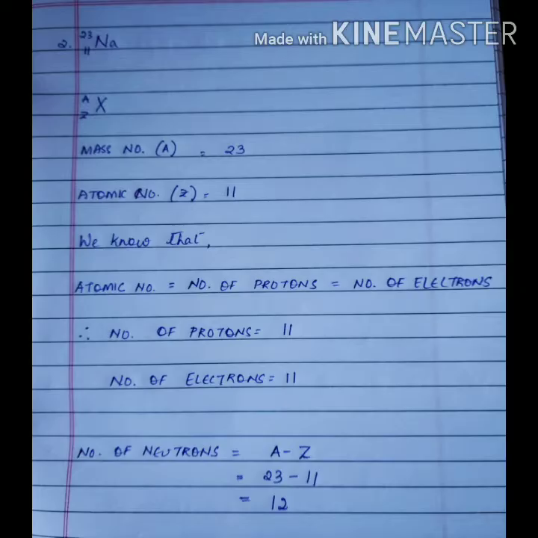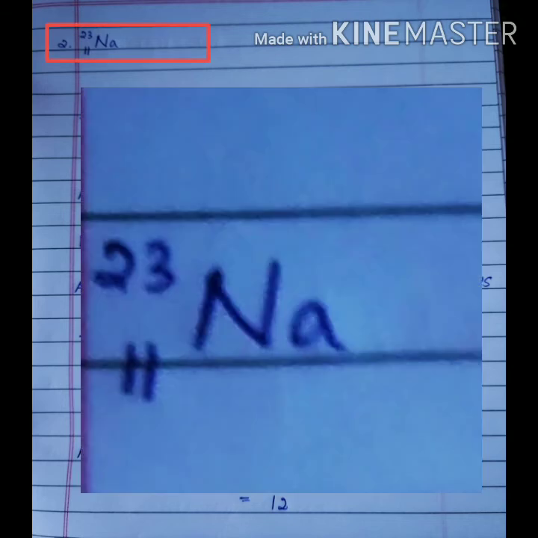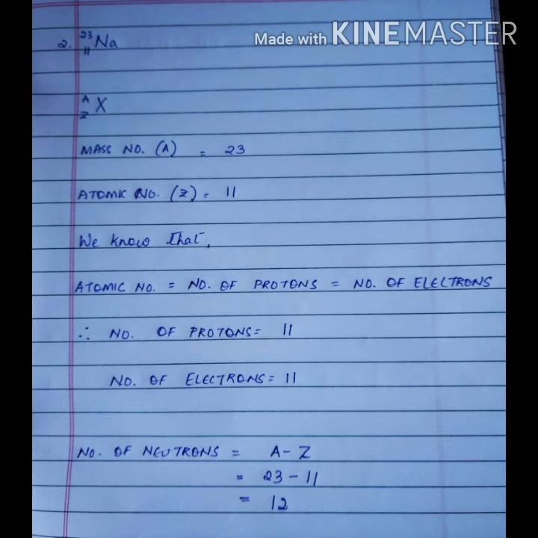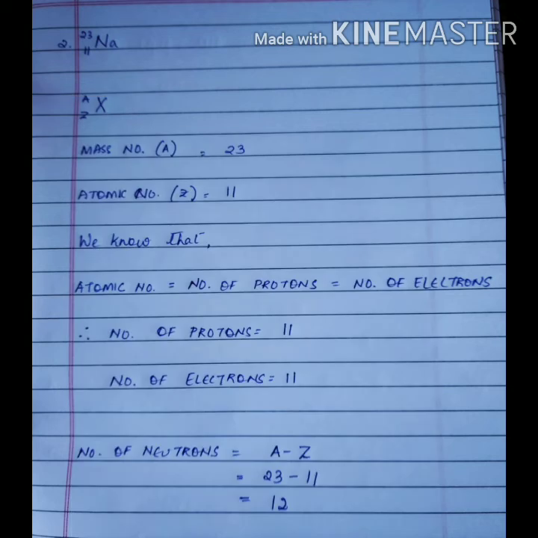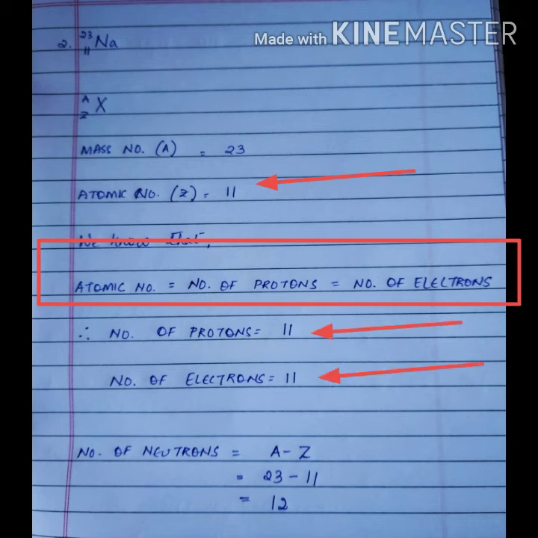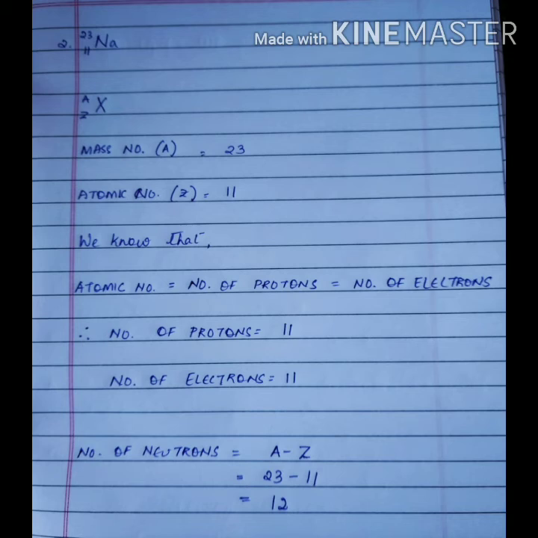Let's do the next example. Sodium, Na 23, 11. Like the previous example, write the formula XAZ. A stands for the mass number, Z stands for the atomic number: mass number 23, atomic number 11. We already know that atomic number is equal to the number of protons, which is equal to the number of electrons. So if atomic number is 11, number of protons is also 11, number of electrons is also 11.